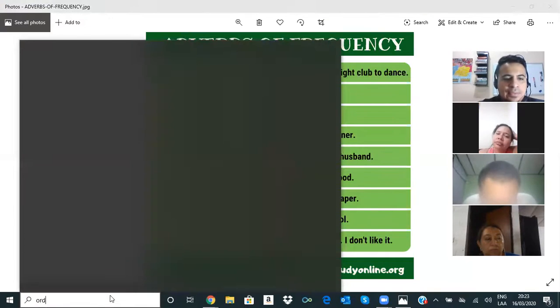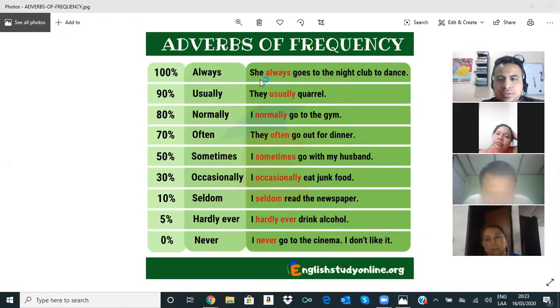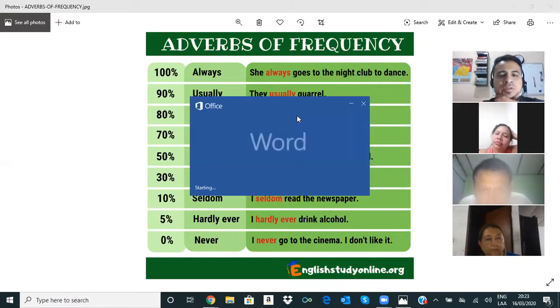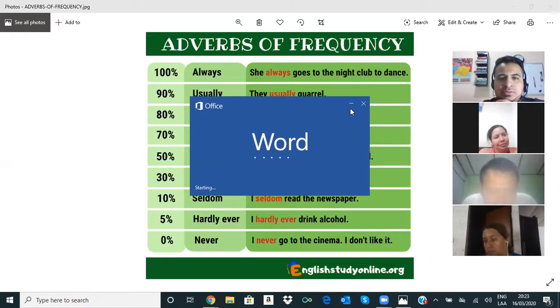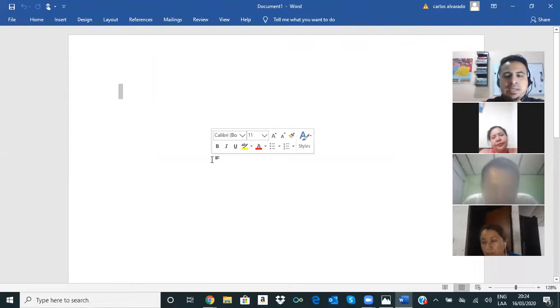Okay. No te escucha, Jose. Okay, let me open my Word. Voy a abrir Word so that you guys can know how to do this. Esto ya lo vimos. Esto solo estamos repasando la semana pasada. This was section one, okay? So we put the frequency adverb first, and then we put the verb.